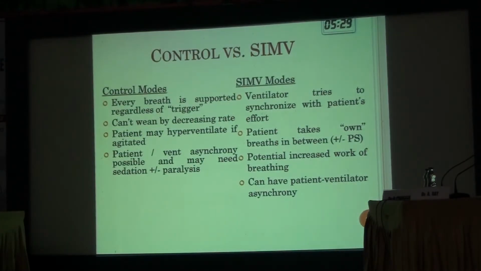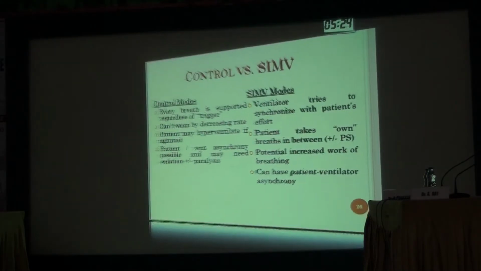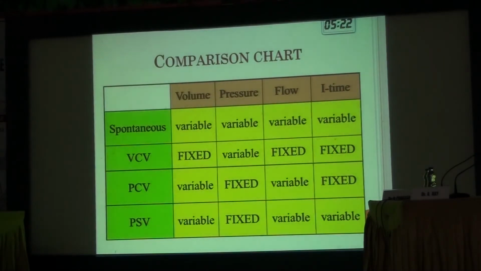So thereby we come to know that these are the various usual modes which we apply in mechanical ventilation. But you can see in this chart the modes and the 4 important parameters which I had told you: volume, pressure, flow and inspiratory time. In the volume control mode, your volume, flow and inspiratory time are all fixed. Only pressure is variable, because it has to deliver a preset volume to the patient's lungs. So that's why the pressure is variable.